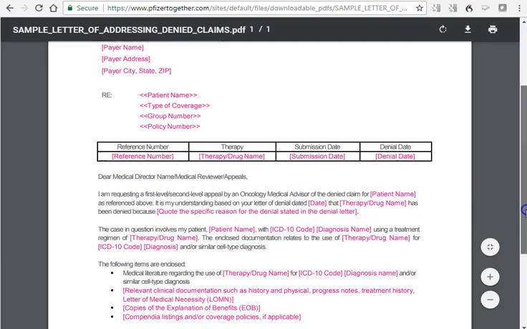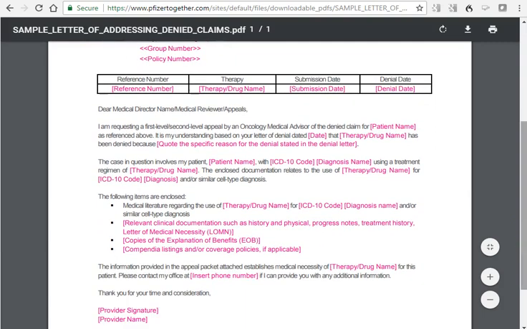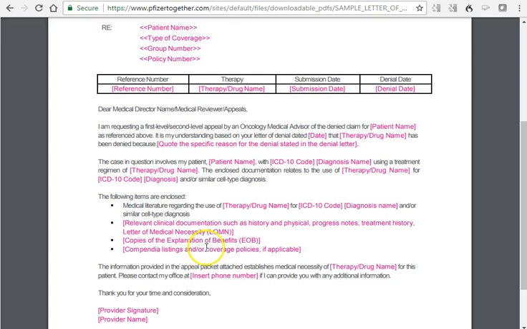Okay, this is essentially all the same material. You are also including relevant collateral material here. So whatever that collateral material is, you're including it here. Now these pink bits are examples of letters of medical necessity, copies of the explanation of benefits, with the understanding that you would use this information as it's appropriate in your particular instance.